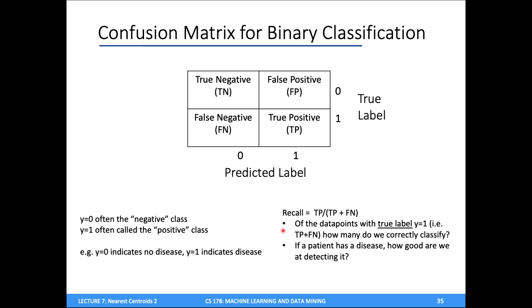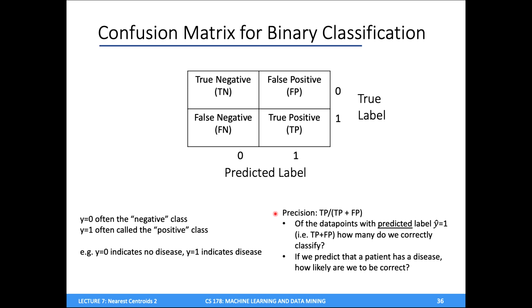Really, what this is computing is, of all my data points having true label y = 1, which exactly corresponds to the sum in this row, how many do we correctly classify? We might care about this number because it tells us something like the following. If a patient has a disease, i.e. the true label is 1, how good are we at detecting that disease? How good are we at recalling the people who actually come from the true class? Following our medical diagnostic example, this is a good number to know about, because it tells us if we're actually picking up on the people who have that disease.